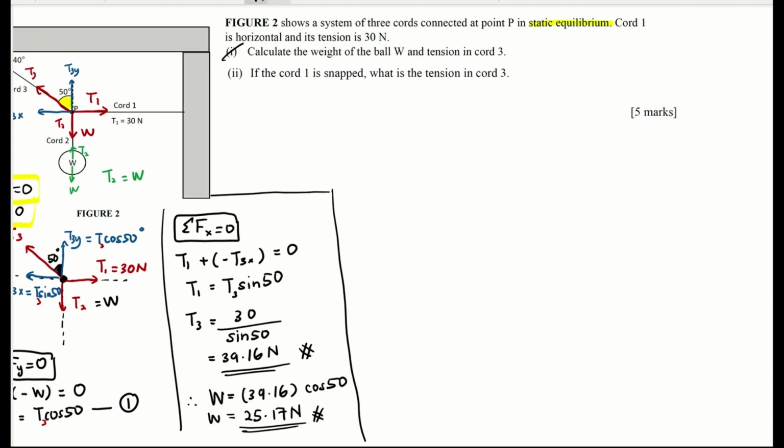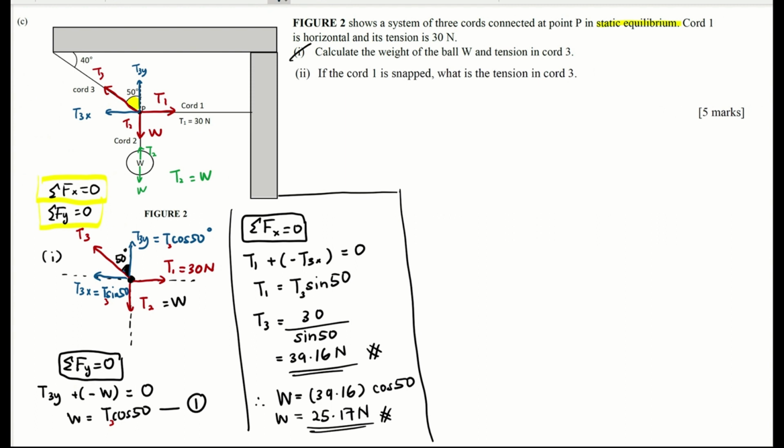Kalau dia snap, so gambarnya dia akan jadi macam ni. Sekejap, so tali tu daripada sini, kalau 3 snap, dia akan jadi macam ni lah. Okay, point ini adalah T3. Sekejap, T3 tadi tu, so point P dah tak ada lah, dia akan jadi macam ni terus. Dia dah akan jadi hanging. Logiknya macam tu. So, kalau chord 1 snap, tadi kan dia ada chord 1.